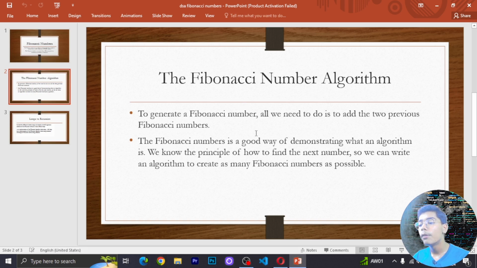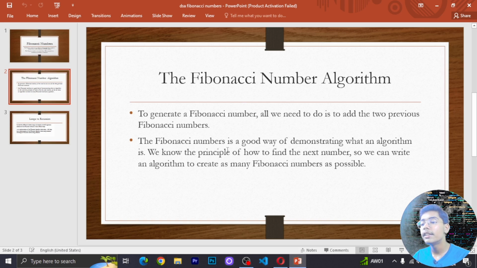Then if we move forward, it is saying that if we know the principle of how to find the next number, we can write an algorithm to create as many Fibonacci numbers as possible. Like at the start, I was telling you that to generate a new Fibonacci number, we have to add the 2 previous Fibonacci numbers. So we can generate a new Fibonacci number.